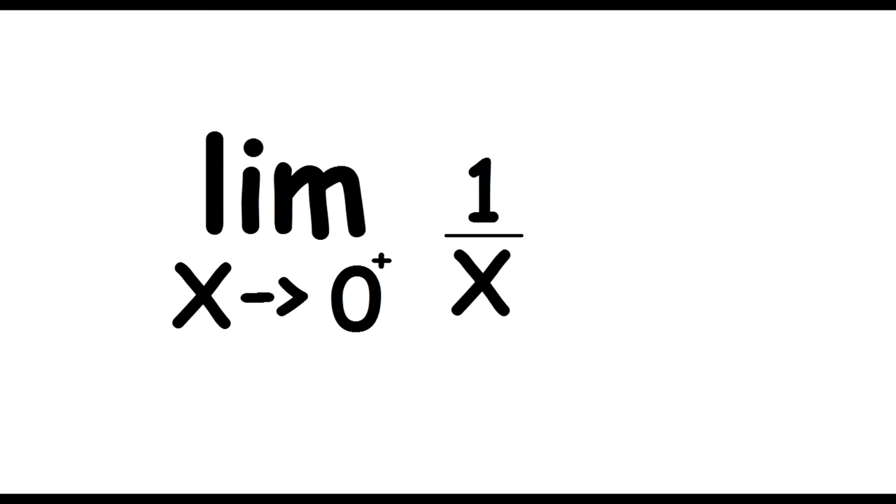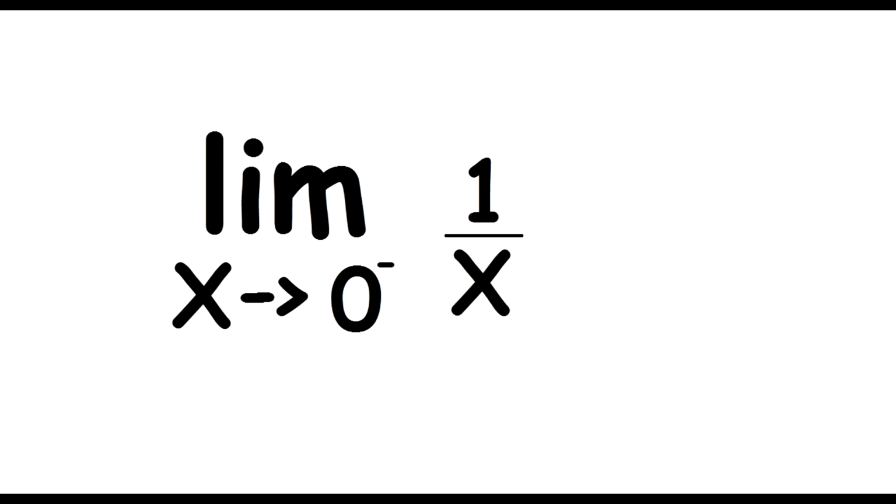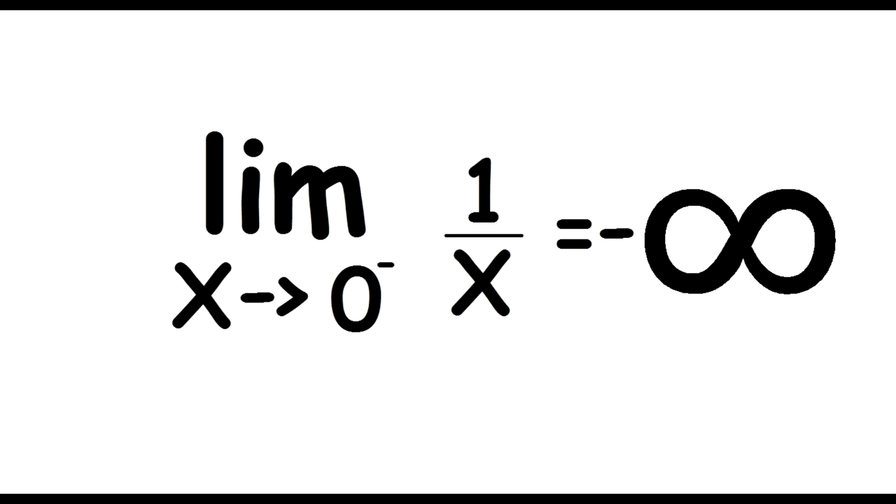We can say that the limit as x approaches 0 from the positive direction of 1 over x, and we indicate this by a little plus sign, is actually equal to infinity. We can also take the limit as x approaches 0 from the left of 1 over x, and that would be equal to negative infinity. So limits are pretty cool.